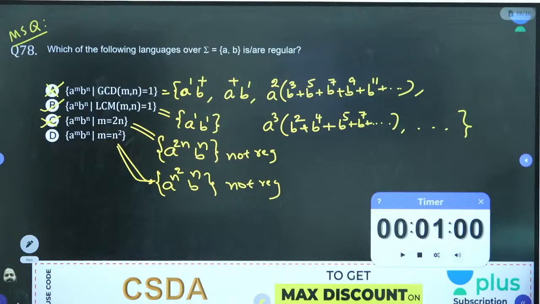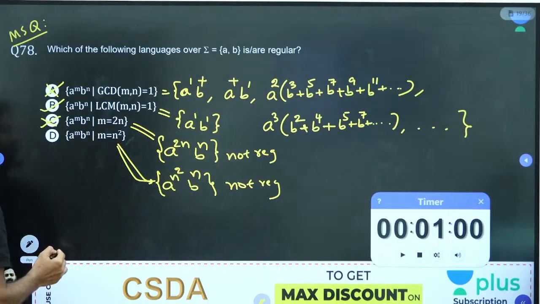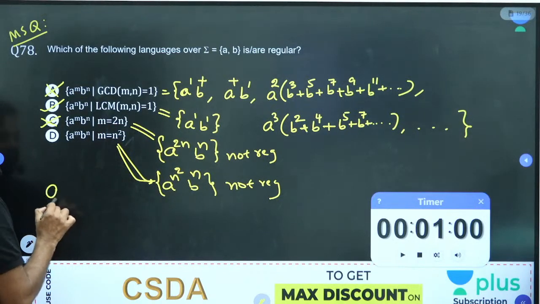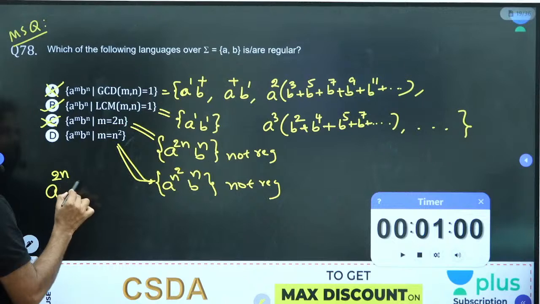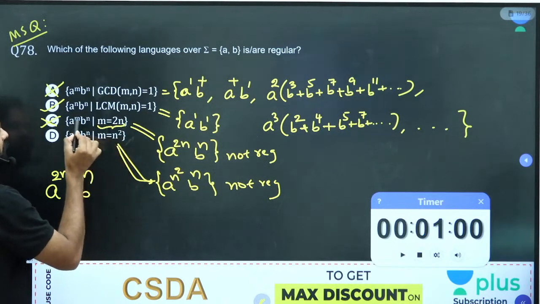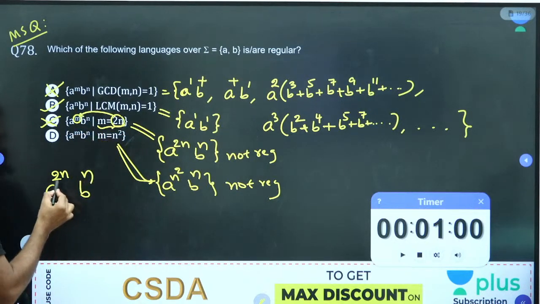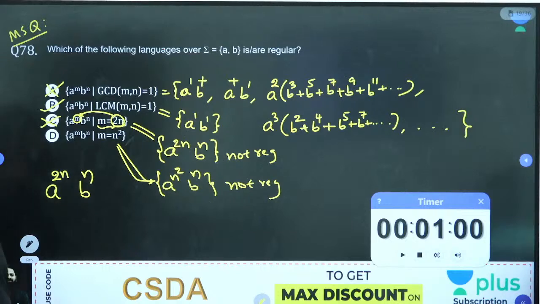It's M and N, but the M has a connection with the 2n. Can you see that? It is M and N, but M is 2n, B power n. Can you see that? M is equal to 2n. So that means this M is going to be 2n. That means both are actually having a connection.